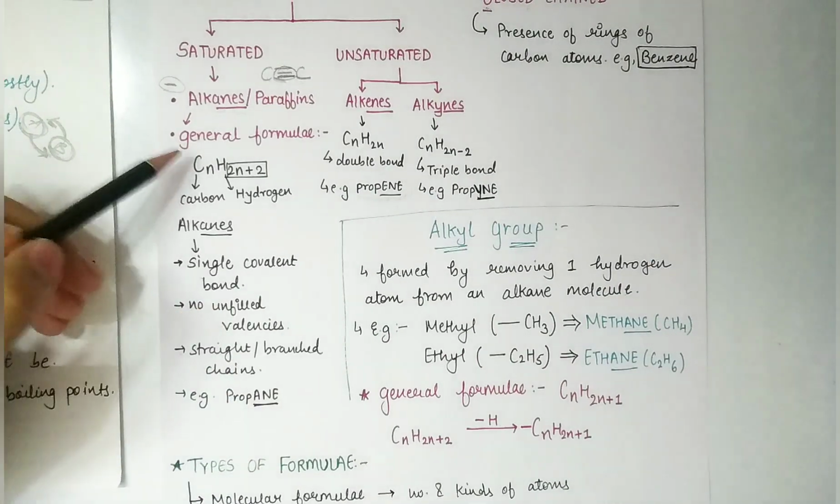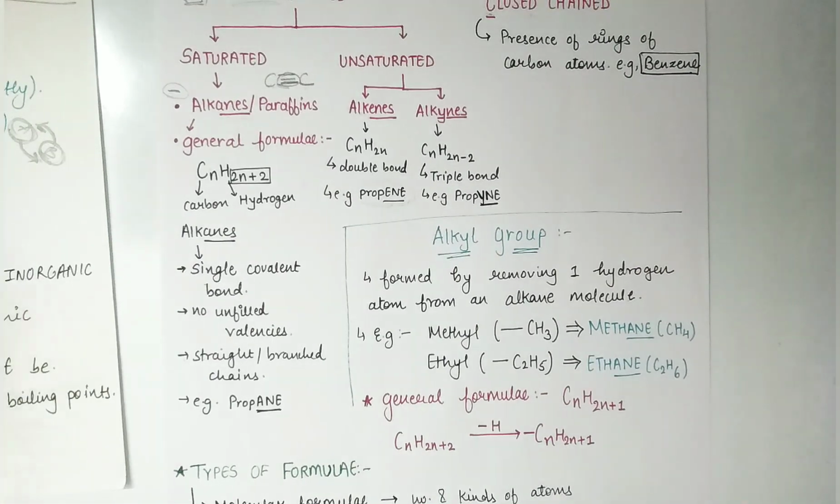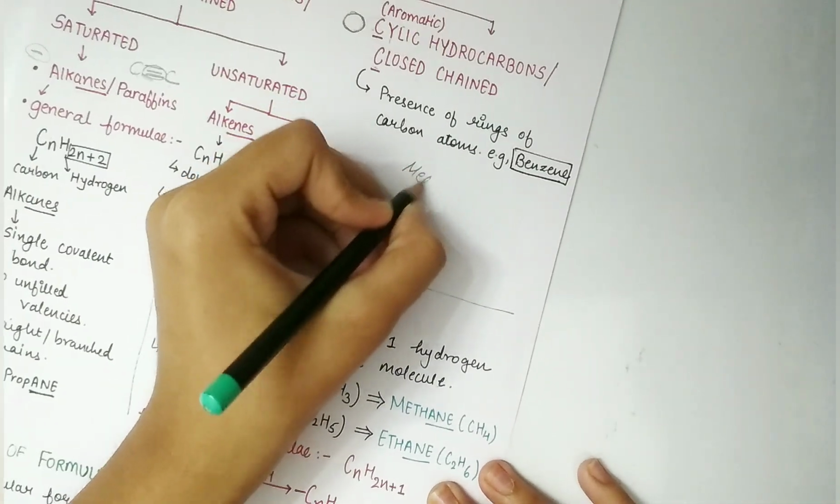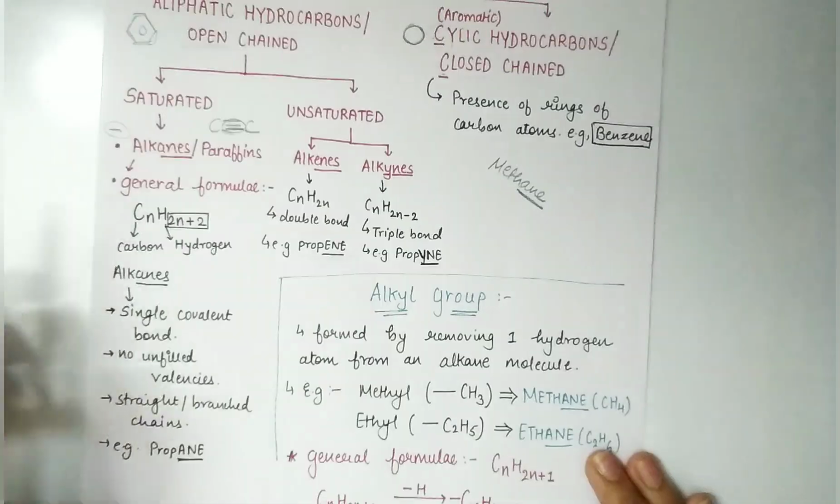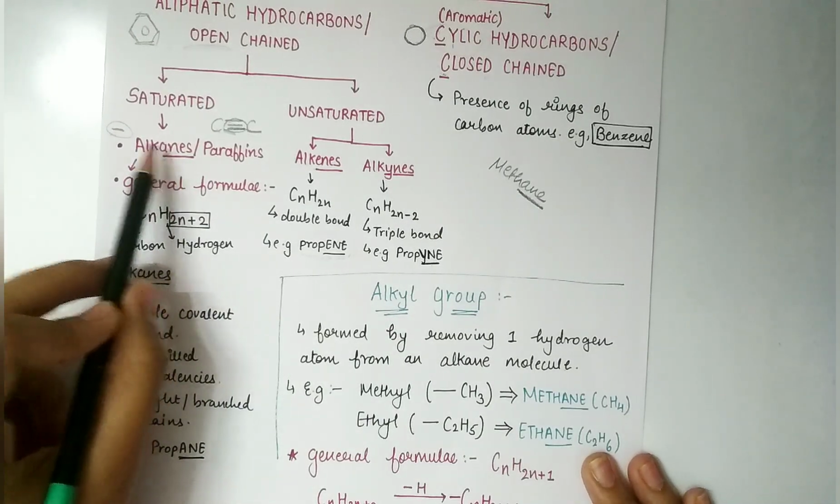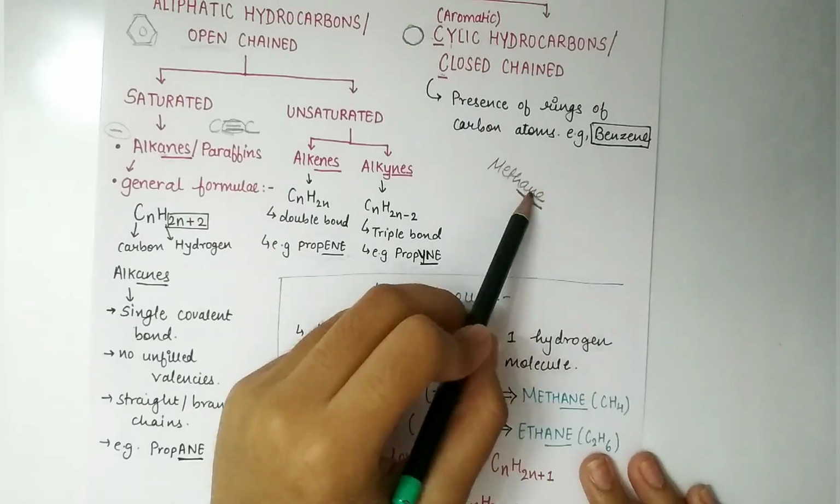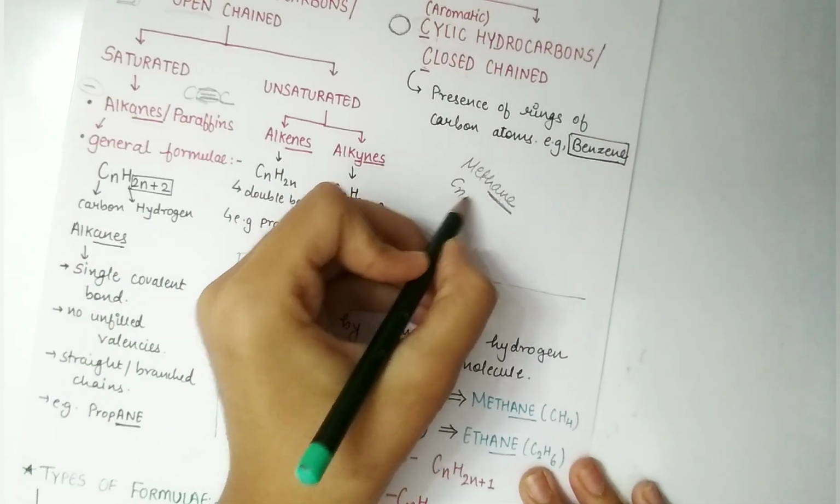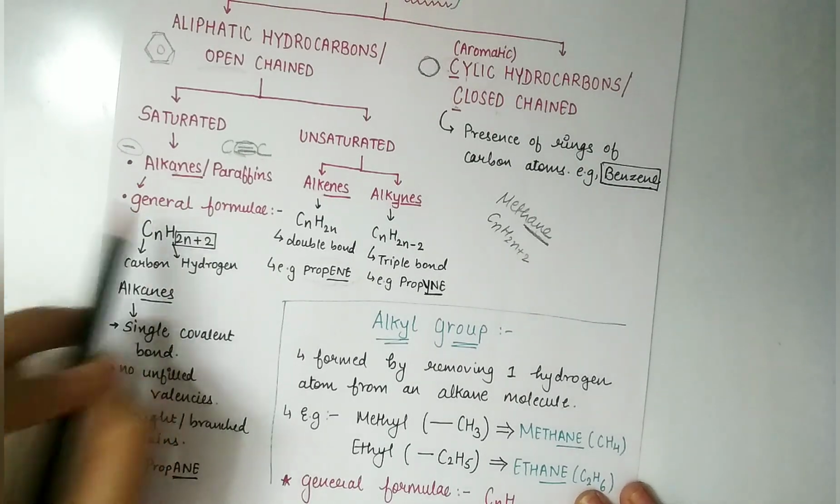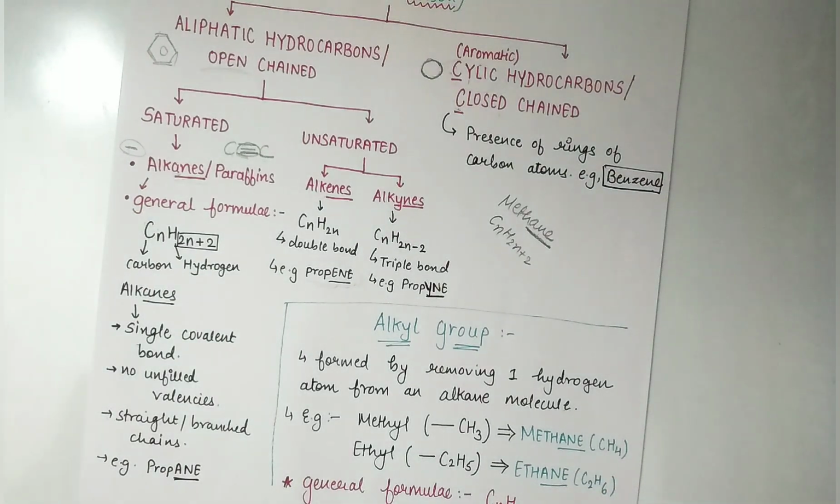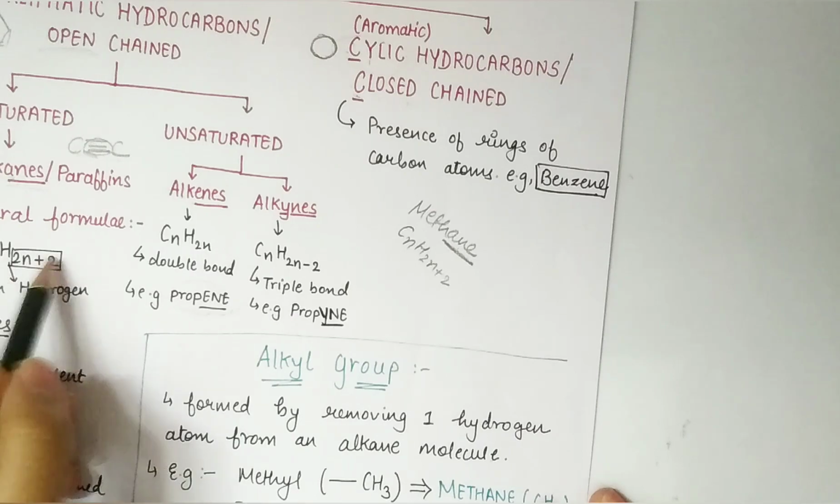Now you might ask, what is a general formula? The general formula is a formula that is used to determine an organic compound and to give it a structural formula. For example, methane ends with ane, so it is an alkane, a member of the alkane group, characterized by a single bond. So I'll write the formula CnH2n+2. Basically these general formulas are used to write the chemical formula of an organic compound. So CnH2n+2 I have written.